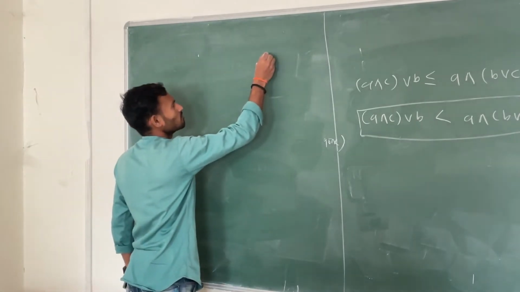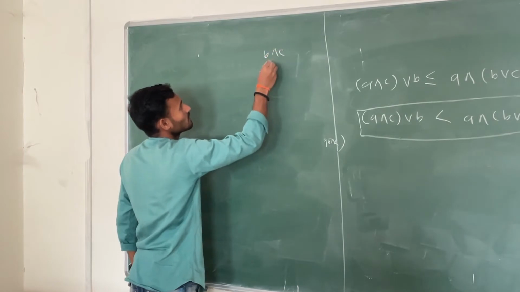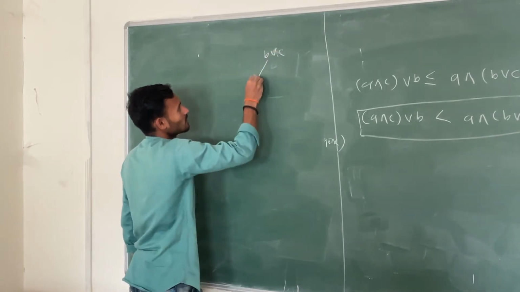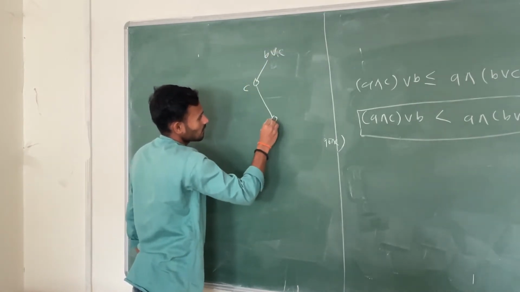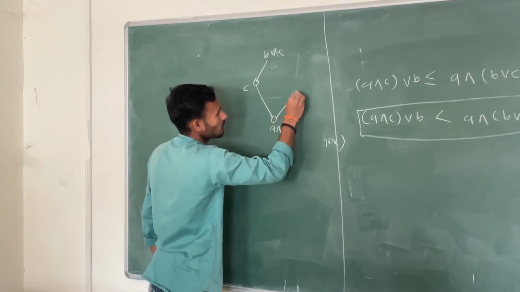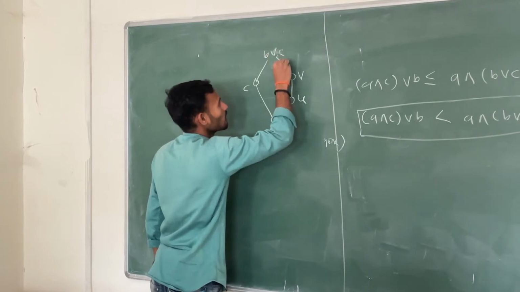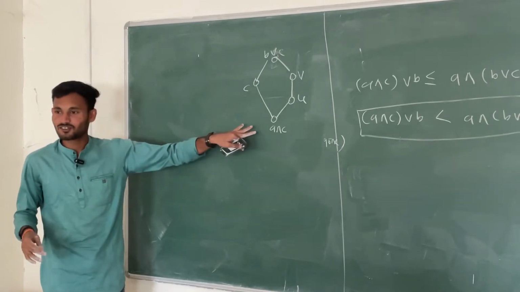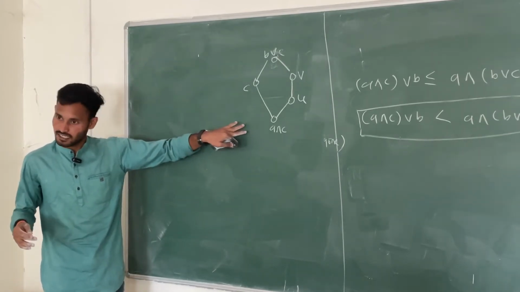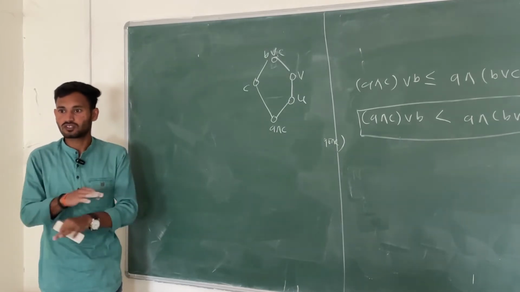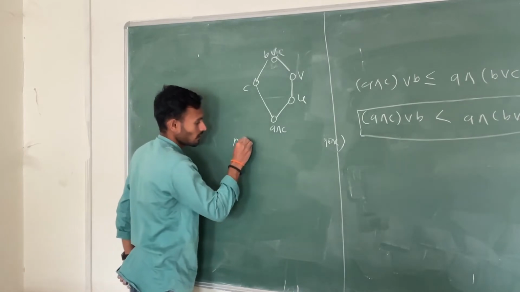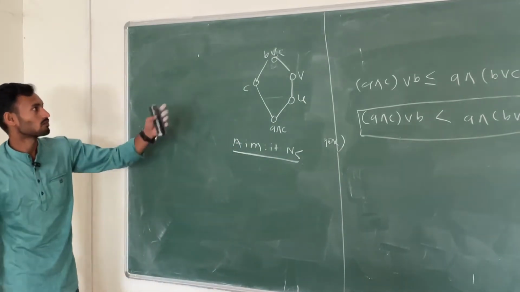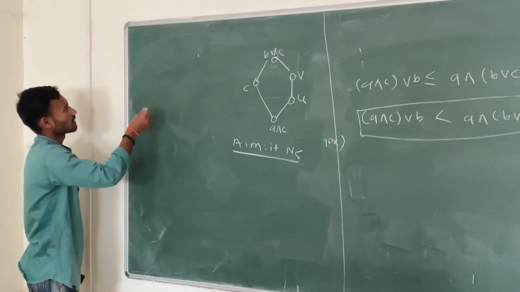Okay, so we draw the diagram. Let's take B meet C. Is it B meet C or B join C? B join C, I think. Here C. Here A meet C. Here B. Okay. So this diagram we know means the structure is not N5, but our aim is to prove it is N5. It is a pentagon, and we know the pentagon is not a modular lattice. So our aim is to show it is N5. So we prove some properties on that.